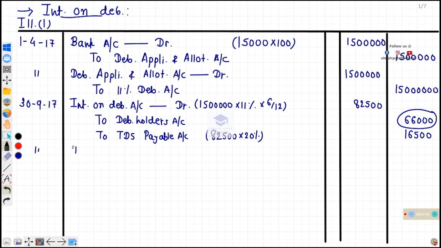The next entry, when interest is paid. The above entry was when interest was due. So debenture holders account debited. Instead of making separate entries, we can pass a combined entry. In the textbook they have made separate entries, debenture holder to bank and TDS to bank. Instead of that, we can pass a combined entry as well.